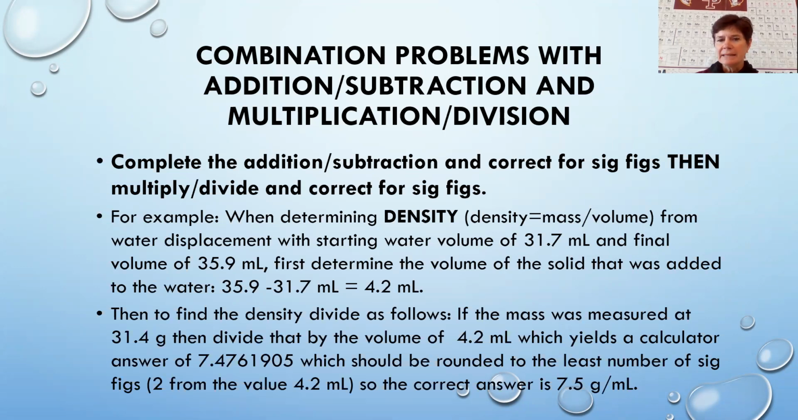Then to solve for the density, we divide as follows. If the mass was measured at 31.4 grams, then divide that by the volume at 4.2 mL, which we just found, which yields a calculator answer of 7.4761905, which should be rounded to the least number of sig figs. That would be 2 sig figs from the 4.2 mL value. So the correct answer would round to 7.5, and the units are grams per mL.